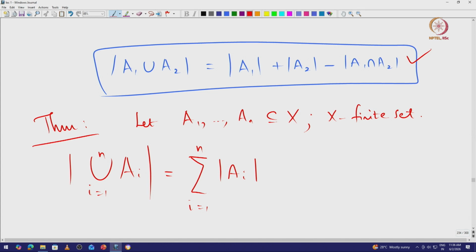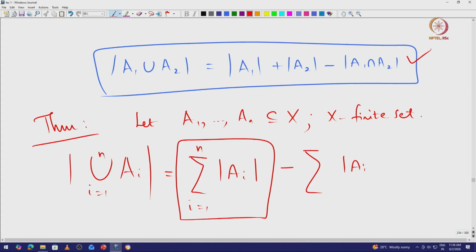So, that will be counted twice in this sum. So, that means those elements should be subtracted from this sum. So, we just subtract all the elements that are in the intersection of two sets. We look at all possible intersections of A_i intersection A_j, and the elements in this intersection are counted twice in this summation. So, we just subtract them from this sum.